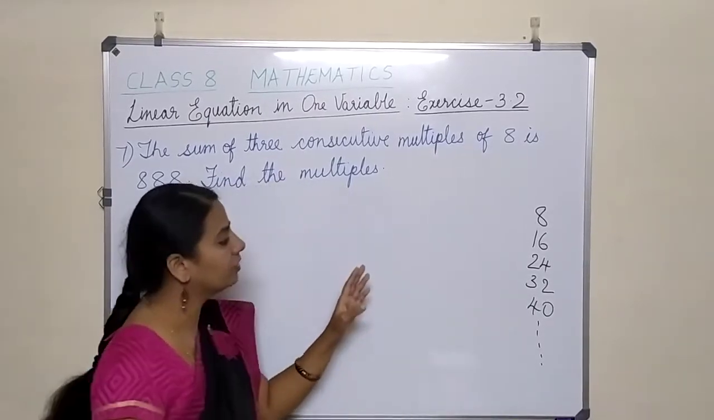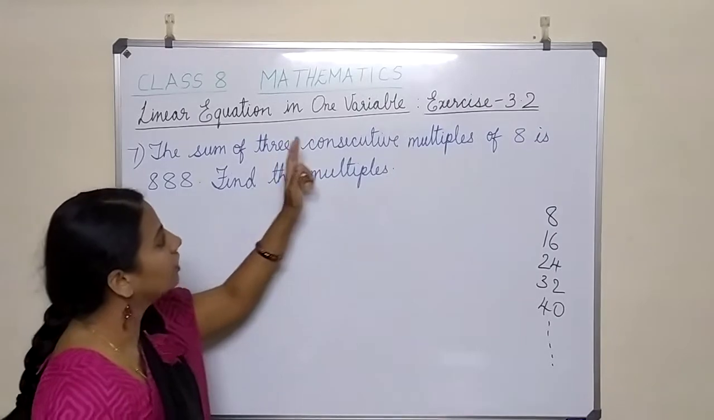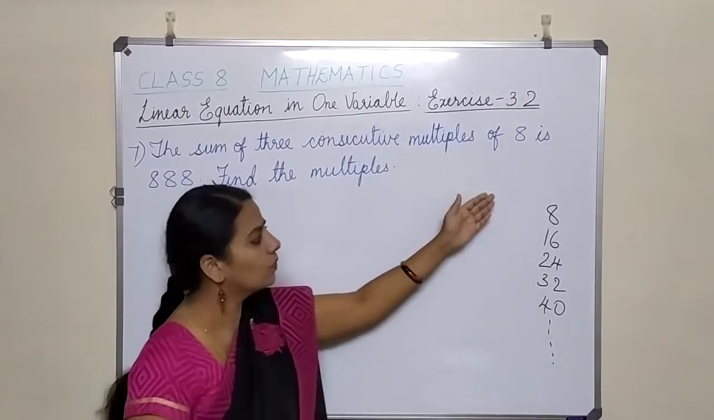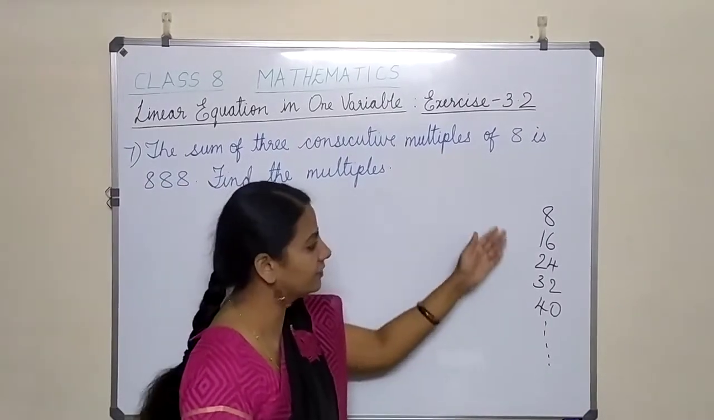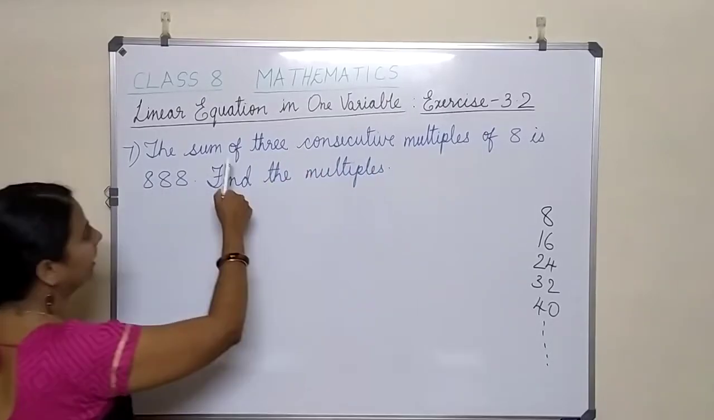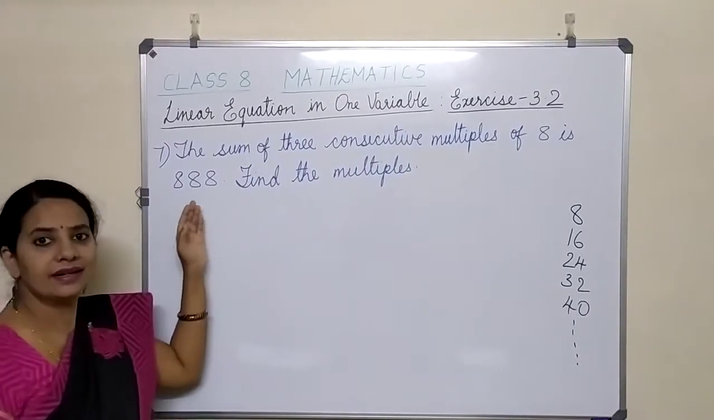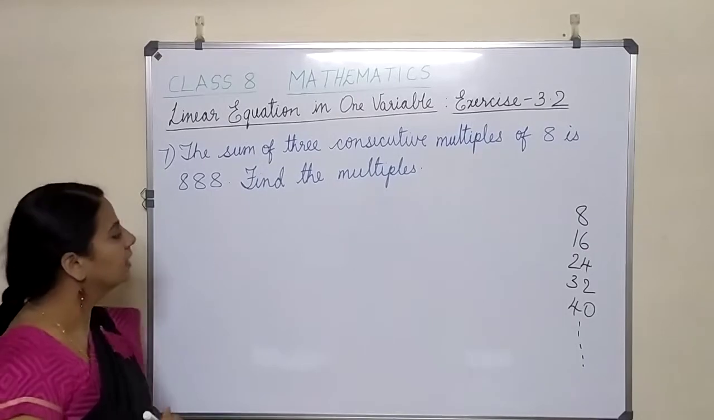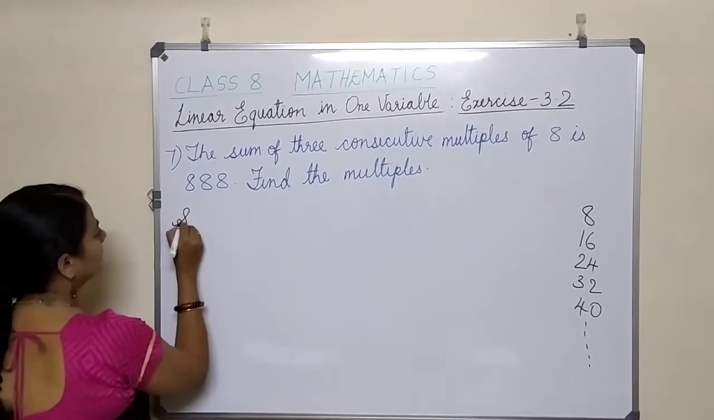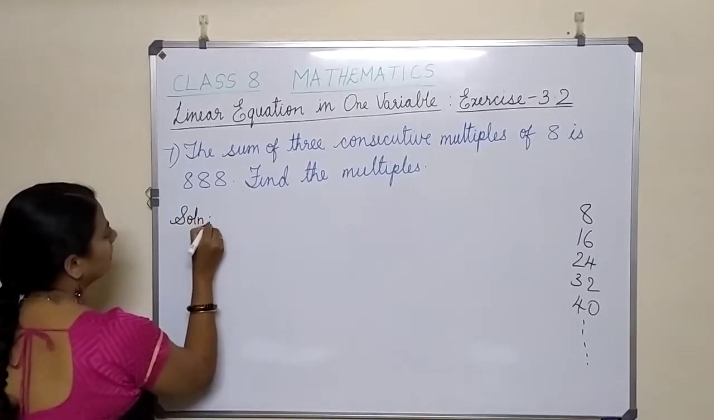Now we have to find the three consecutive multiples, that is one after the other, some multiples which we don't know, which when you add up come to 888. Okay. So now let's start doing the sum. Solution.